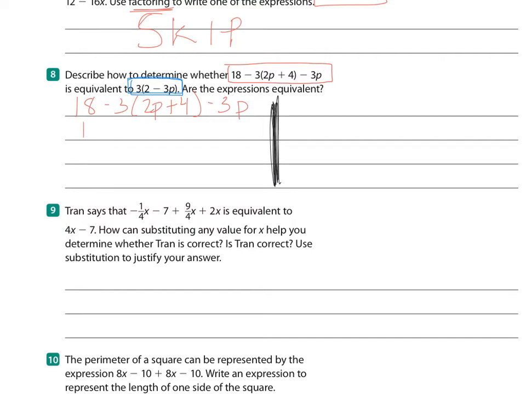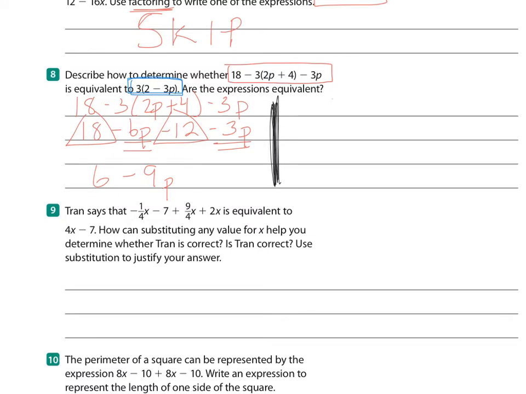So first things first, distributive property here. Negative 3 times a positive 2p is negative 6p. All right, negative 3 times a positive 4, negative 12. Let's go ahead and combine like terms. So numbers combine with other numbers. All right, variables combine with variables. Watch your signs, right? Keep the sign, keep the symbol. 18 minus 12 turns into 6. Negative 6p minus another 3p, negative 9p. So there's the left-hand side.